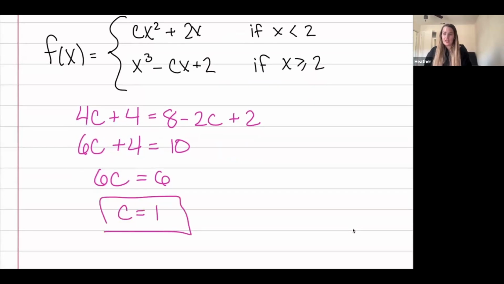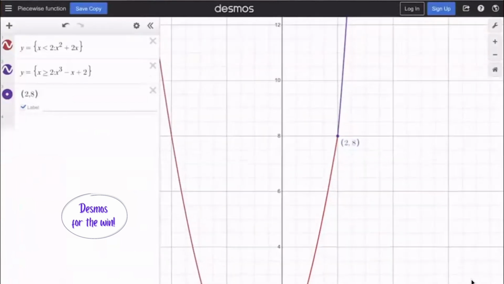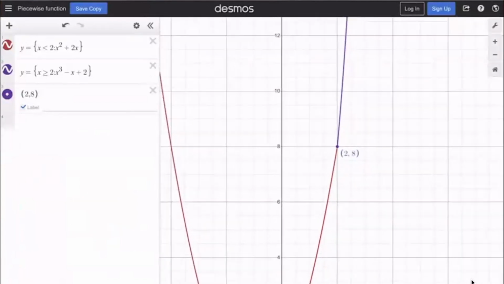Once again, I can show this in Desmos. Shout out Desmos. So as you can see, we have two functions here, this red one and then our purple one, and they meet at this point 2, 8. So there's no jump discontinuity with the c value we found, which was c equals 1.